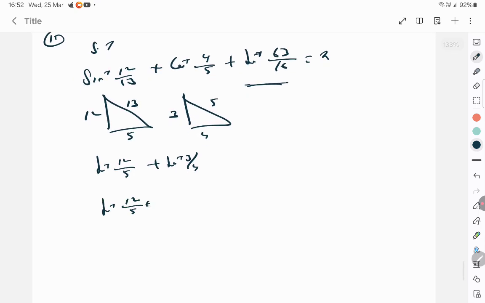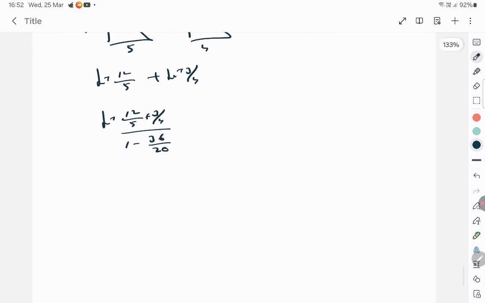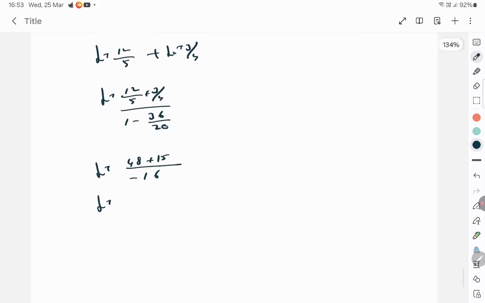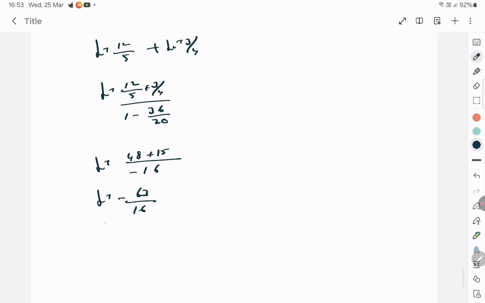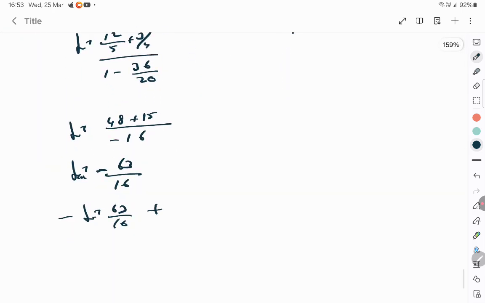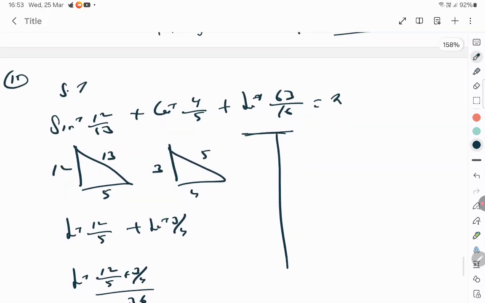Tan inverse of (x plus y) by (1 minus xy), which will become tan inverse of, 20 is LCM, 12 4s are 48, 5 3s are 15, by 20 minus 48... the denominator comes to minus 16, which is tan inverse of 63 by minus 16, which is a negative argument. You know, cos, secant and cot only is pi minus. This is just minus tan inverse of 63 by 16. And in bringing this third term directly down now, you get the answer as 0. But you are supposed to get the answer as pi.